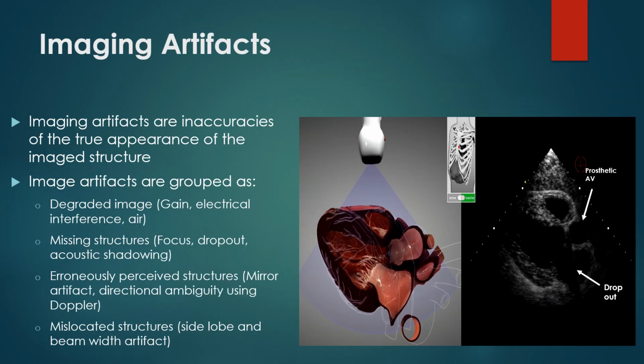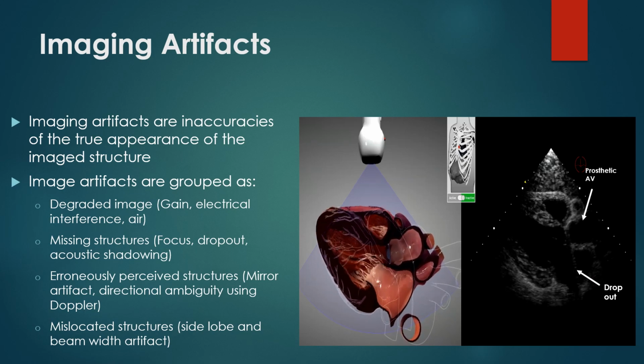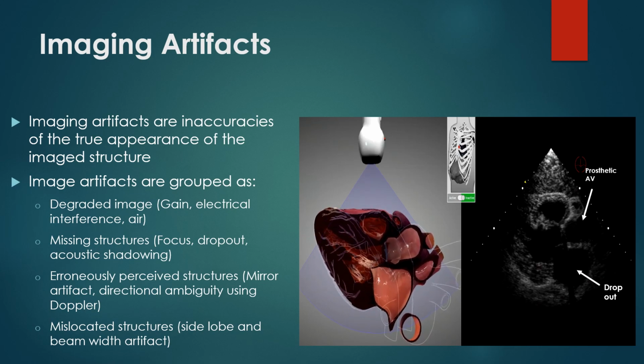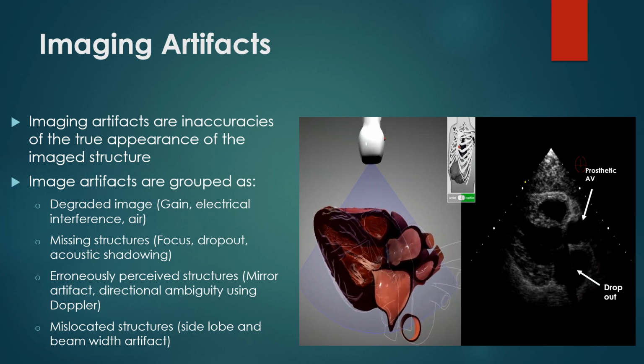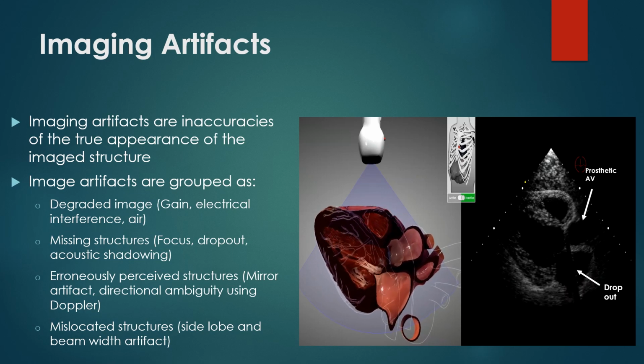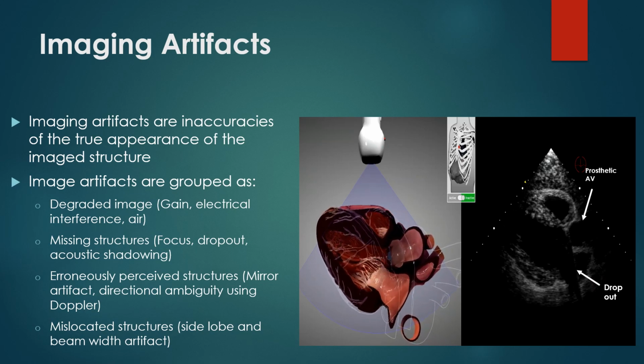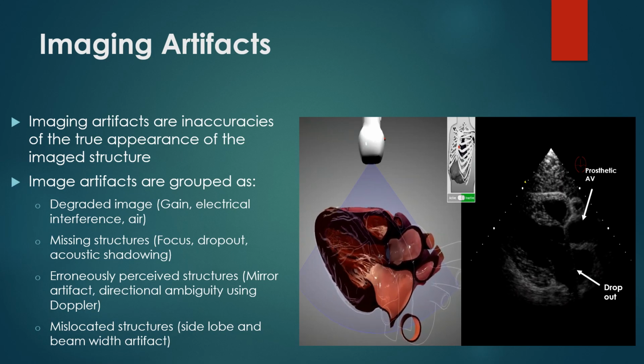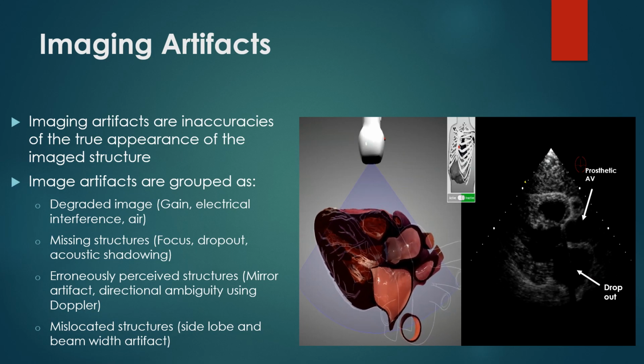So, imaging artifacts. Imaging artifacts are inaccuracies of the true appearance of the imaged structure. On the other hand, when we start talking about the FAST exam and some pleural imaging artifacts, these actually help in our diagnosis or assessment of the patient. But image artifacts are grouped as a degraded image, and that has to do with gain, electrical interference, and air. The bovie can interfere with your scan, which is very painful. If you're doing a transesophageal echo and there's air in the esophagus, that's going to mess up your imaging. Then there are missing structures, focus, dropout, and acoustic shadowing.